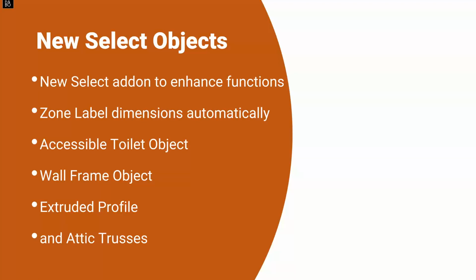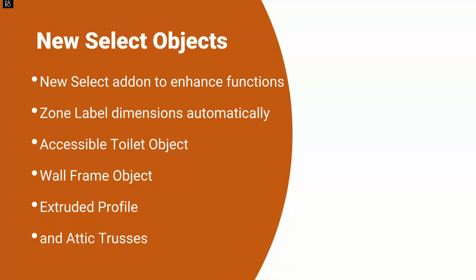All right, next is some new Select library objects. So this is for Australia and New Zealand Select customers and international premium customers. We have a new Select add-on, which assists the Select library in doing some extra stuff that it wouldn't be able to do as just a library. And I'm going to show you how that works. And we also have a handful of new objects in there, the ones listed on screen.